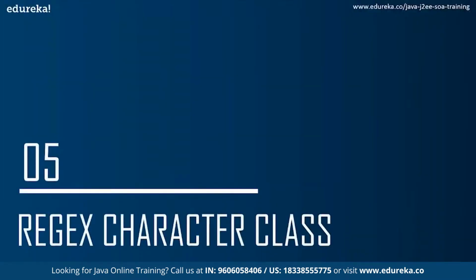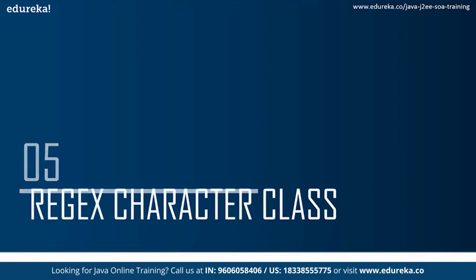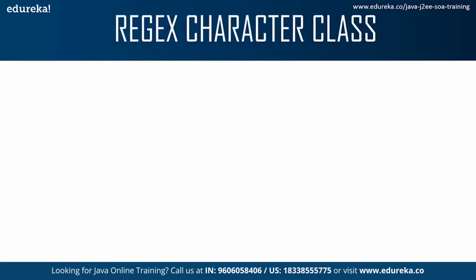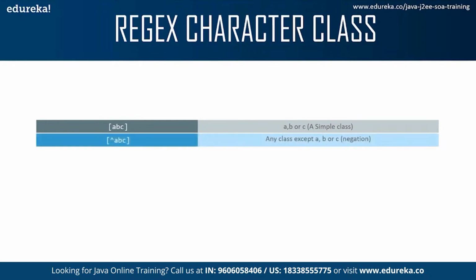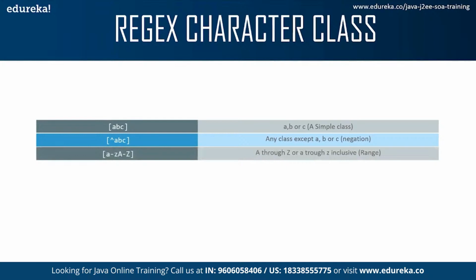Now let's move further and see the next category, that is regex character class. Again, even this comprises various constructs like [abc]. It comprises [abc], which implies a simple class that comprises a, b or c. Next, [^abc], the negation, comprises any character except a, b or c. Next, you have [a-zA-Z], which implies a range that includes small a to z and capital letters from A to Z.